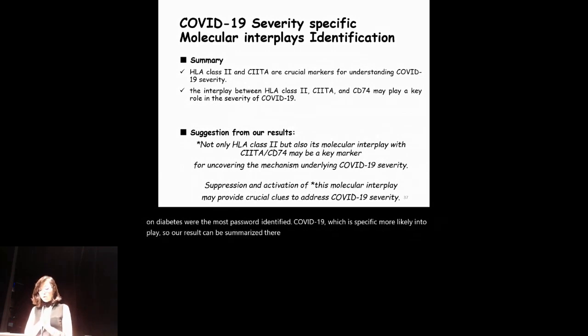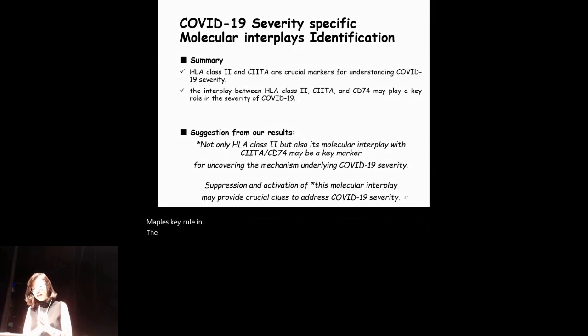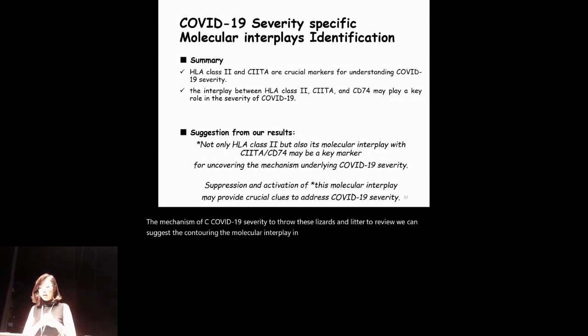First, HLA class 2 and CETA are crucial markers for understanding the COVID-19 severity mechanism. And second, the interplay between CETA and HLA class 2 may play a key role in the mechanism of COVID-19 severity. So through this result and literature review, we can suggest that controlling the molecular interplay in subnetwork 1, especially HLA class 2 and CETA, may provide crucial clinical insight to understand the COVID-19 severity mechanism. Okay, that's all.